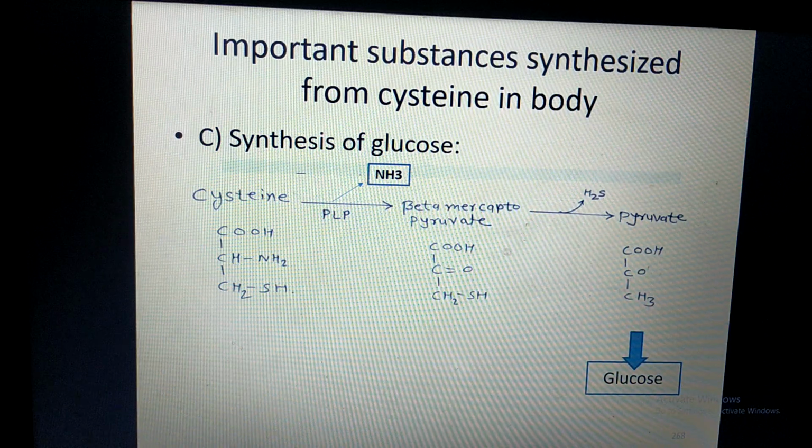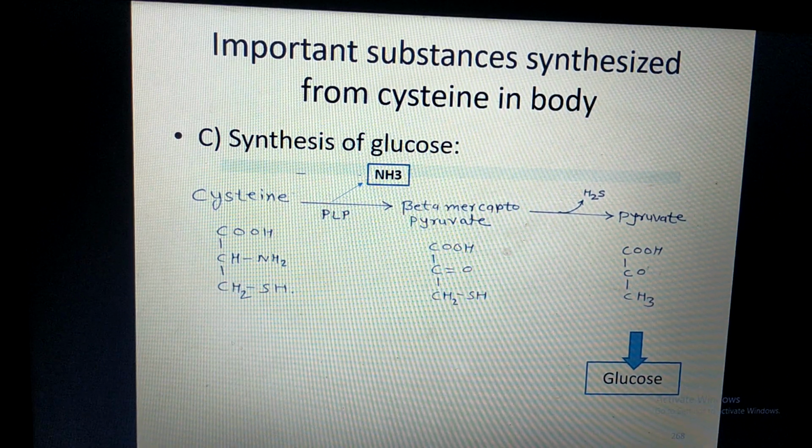Next compound obtained from cysteine is glucose. Cysteine undergoes transamination reaction in the presence of pyridoxal phosphate to form beta mercaptopyruvate, and from this beta mercaptopyruvate, when the hydrogen sulfide group is removed, it forms pyruvate that we have studied, and this pyruvate by gluconeogenesis gets converted into glucose. So cysteine is a glucogenic amino acid.